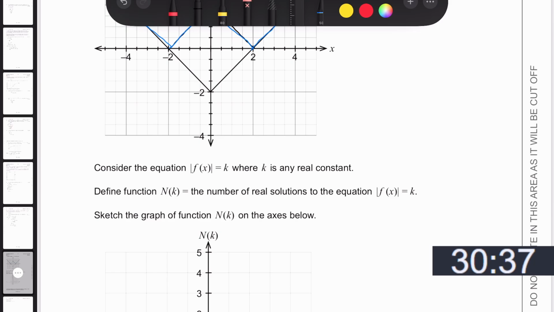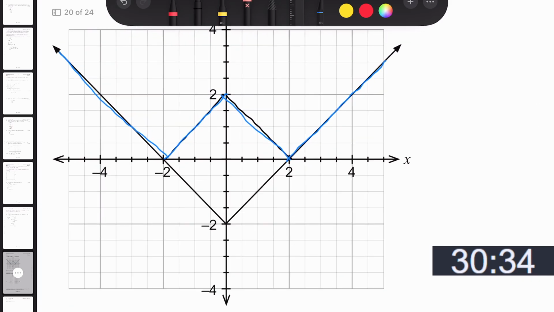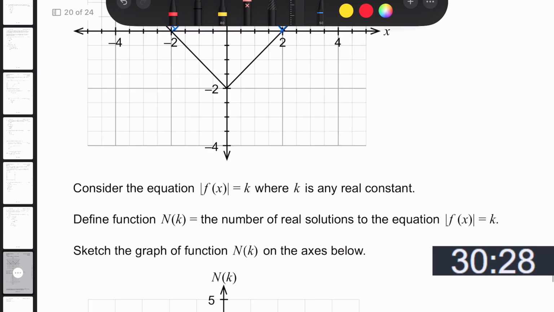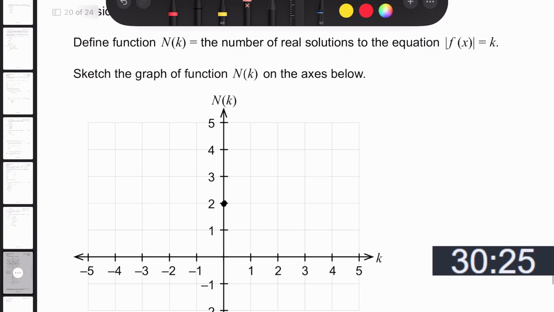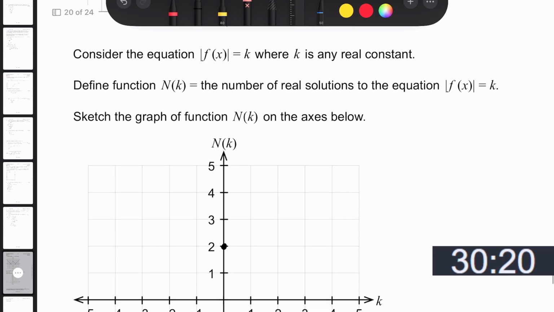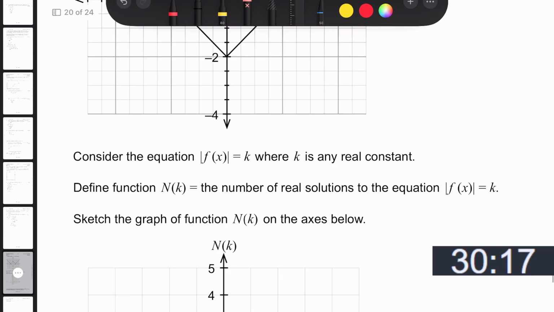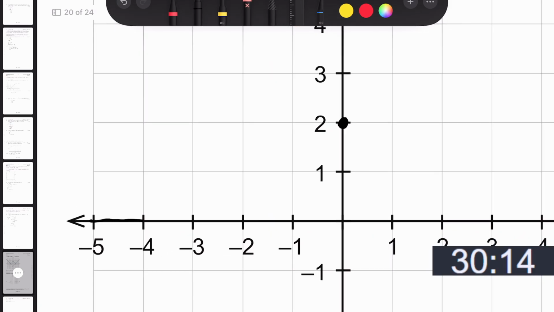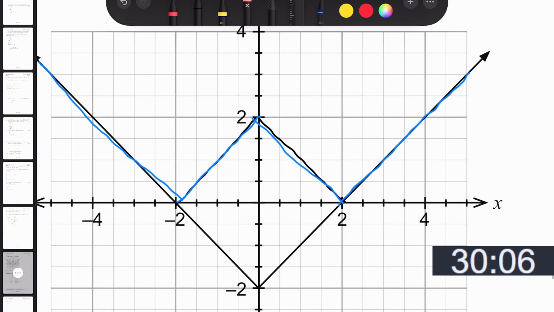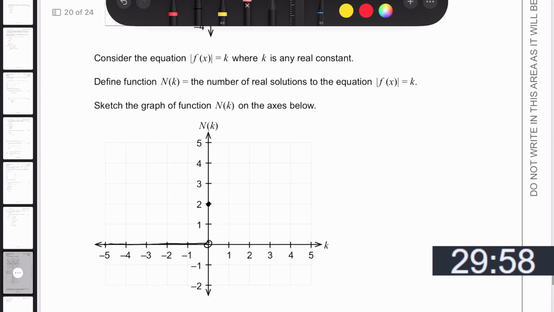Okay, k, and I want the number of solutions with respect to k. So let's get some nice obvious ones out of the way. When k is 0, I'm going to have 2 solutions. And when it's anything less than 0, I'm going to have 0. I'm going to have an open hole there, so it goes up instantly and has 2 solutions. Only for there. Anything above it is going to have 4.